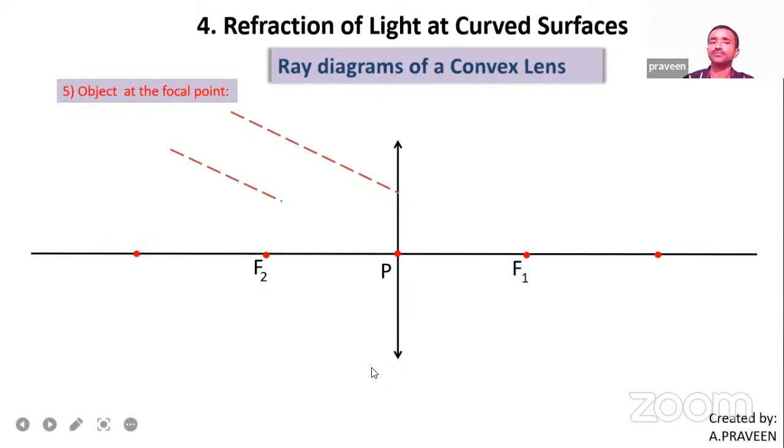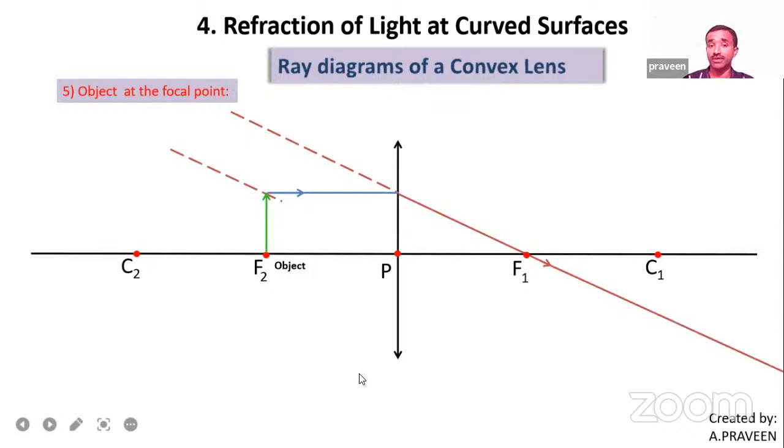Next here, center of curvature, C1 and C2. Next, the object is placed exactly at F2. Then following the same logic, draw a ray parallel to the principal axis from the top of the object. Okay, drawn. After refraction, it passes through the focus, extend it. Then one more light ray from the top of the object, extend it. After refraction, it remains undeviated.